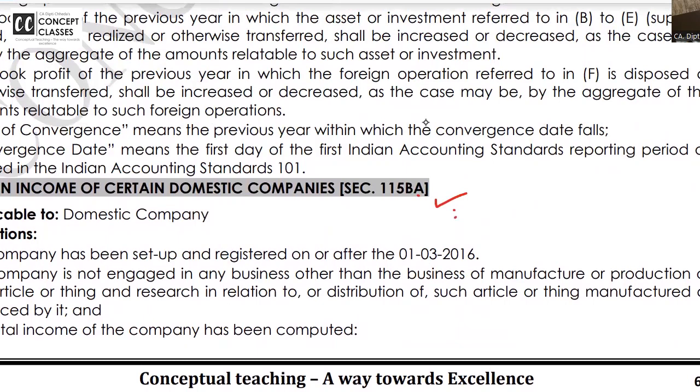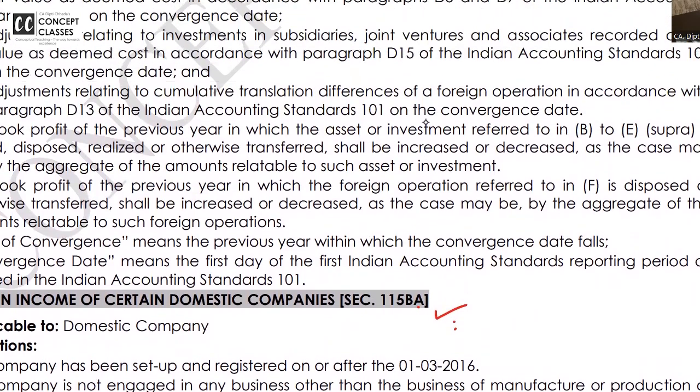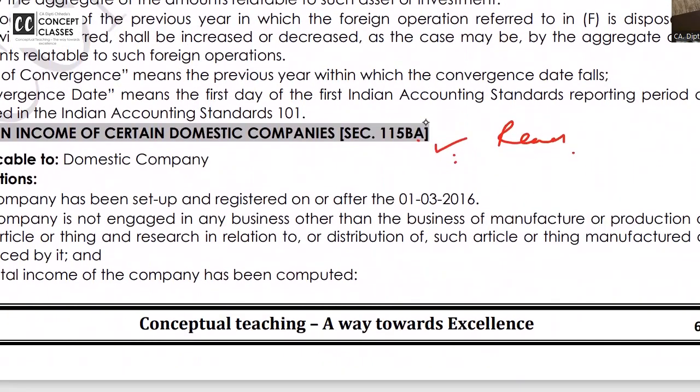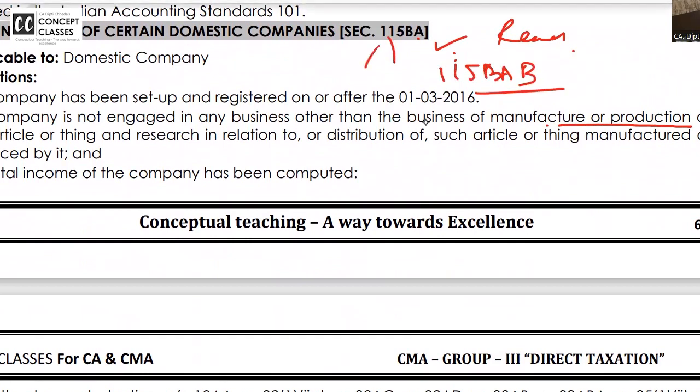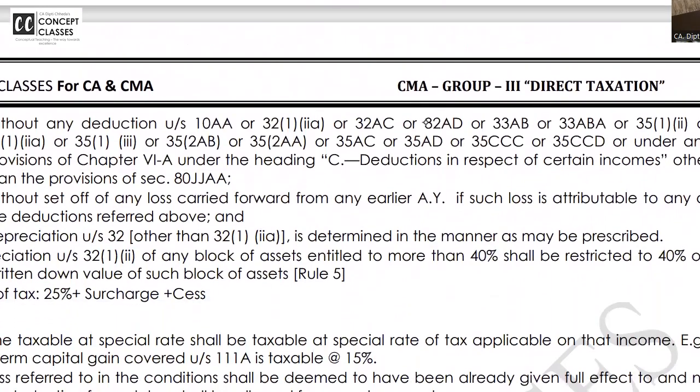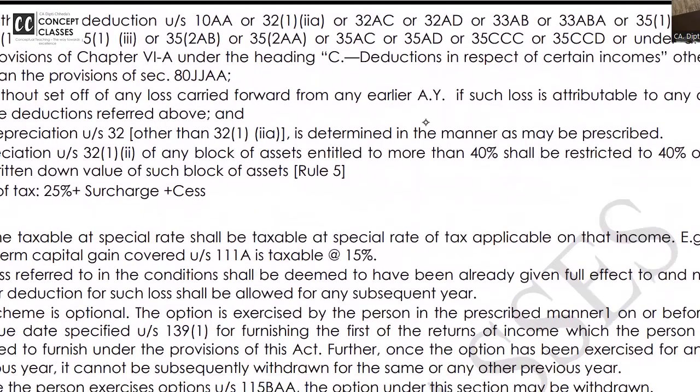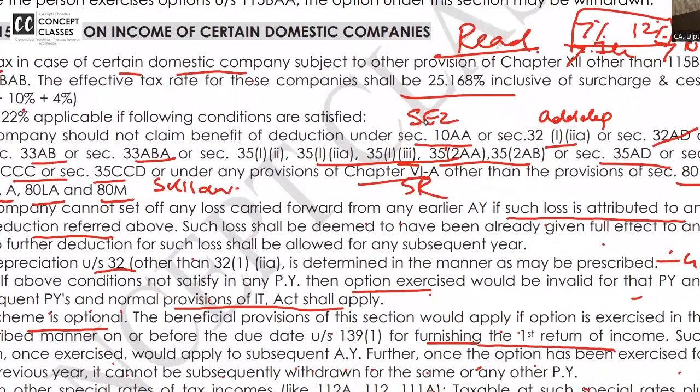115 BA. This is the old one. Sorry, yeah. This is also simple, just read it. I missed this, reading this. Company is not engaged in business other than business of manufacturing and production. Now 115 BA has come, so no one is going for this. No deductions you can avail and all same.